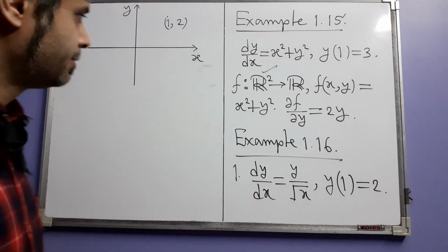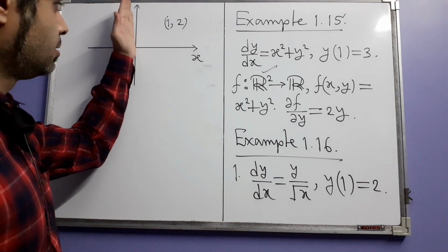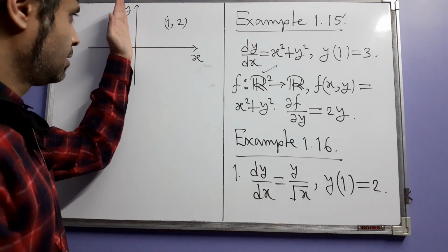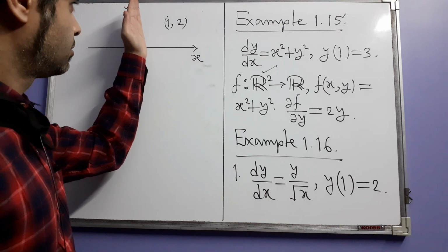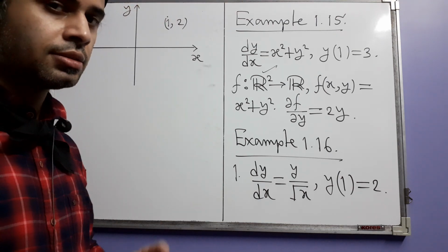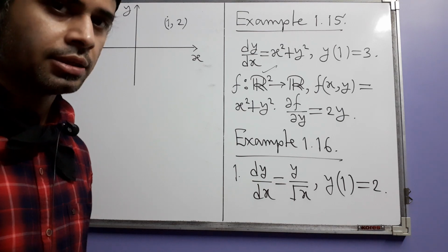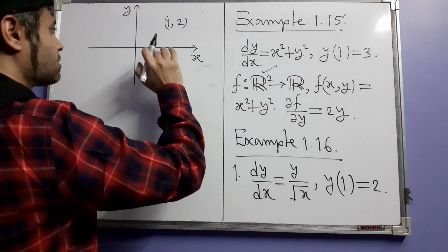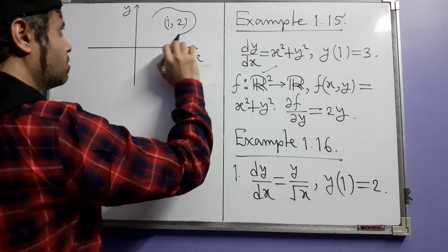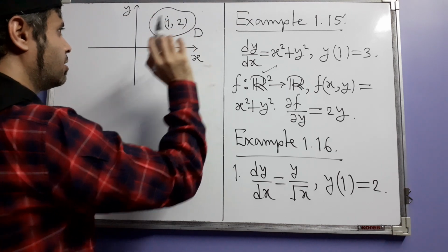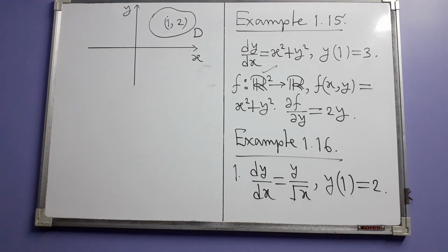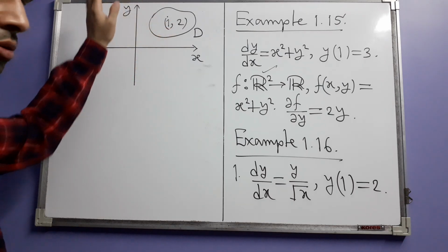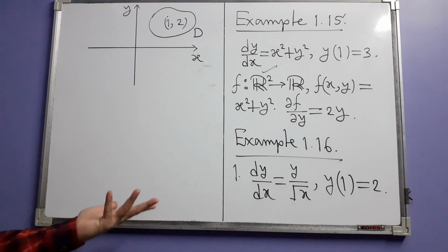What does that mean? It means that whatever domain you choose for this function has to lie on the right side of the y-axis, without touching the y-axis. Many possibilities are there. You can just choose an irregular region like this, which contains the point (1, 2), because that's the condition, otherwise it won't make sense.